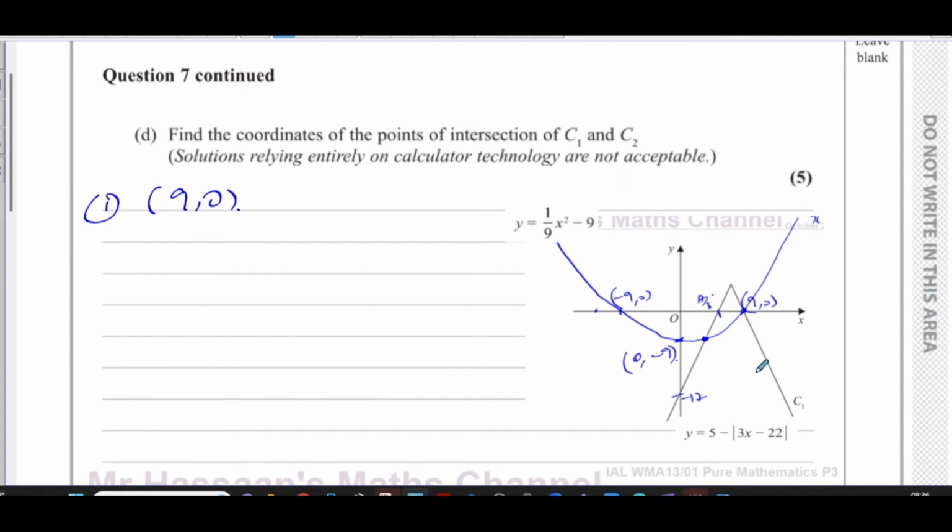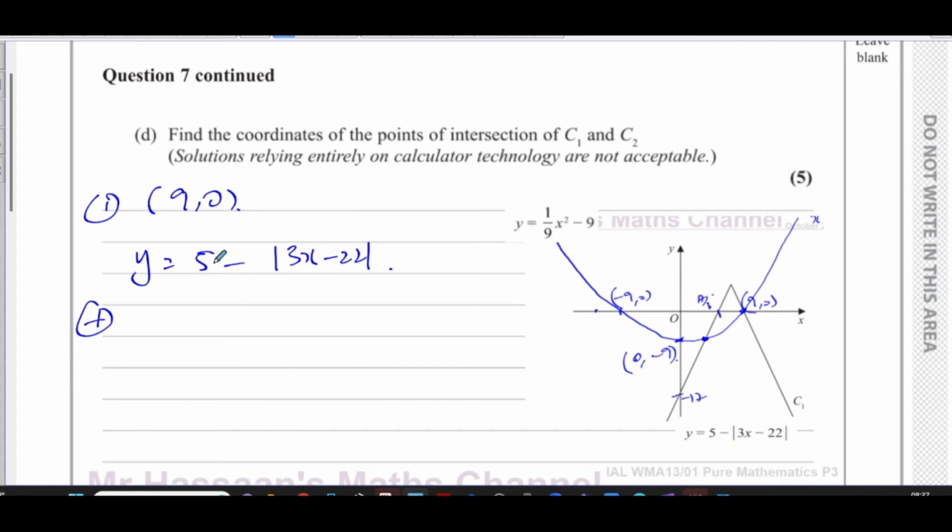Now, the way I would do it, I would say, okay, let's take y equals 5 minus the modulus of 3x minus 22, and I know that it intersects in this section. In fact, you know what I'm going to do? I'm going to show how we get both of the answers, how we get this and this. Okay, so let's look at the positive argument, just in case you get a question like that.